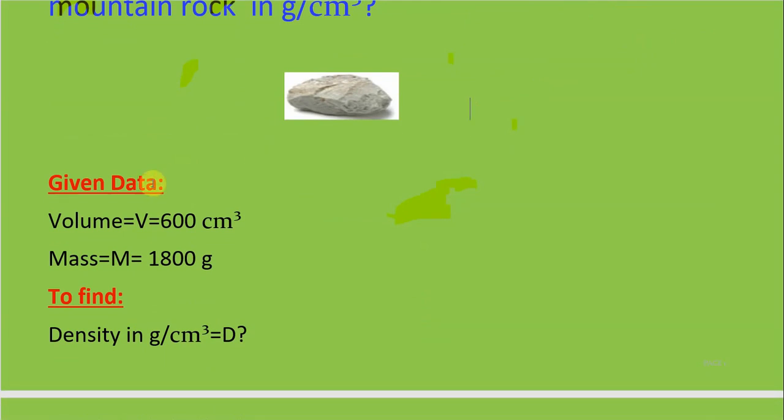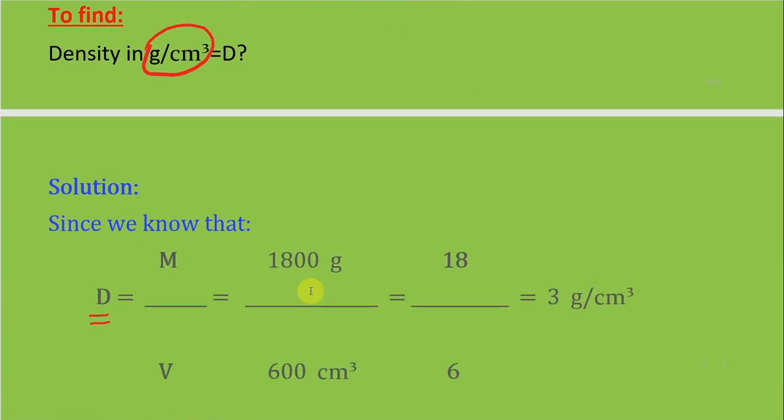I have already written all the data here. So in the given data, we already know the volume, which is V, and it is equal to 600 cubic centimeter. Also, we know the mass of the rock, which is M, and it is equal to 1800 gram. And what we have to calculate? We have to calculate density in gram per cubic centimeter. Let's start the solution.